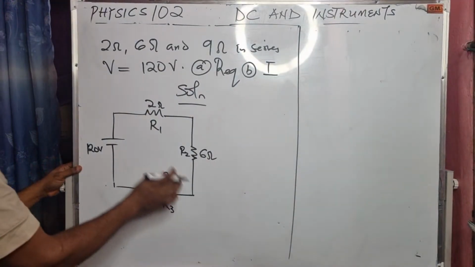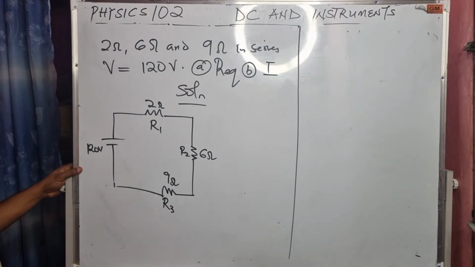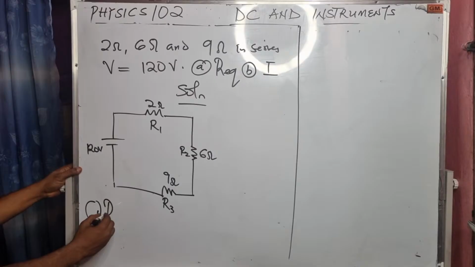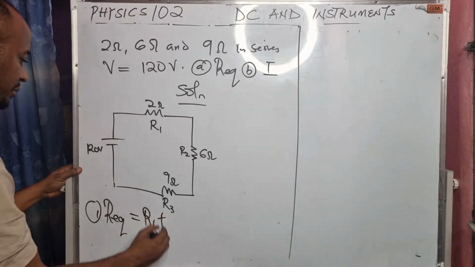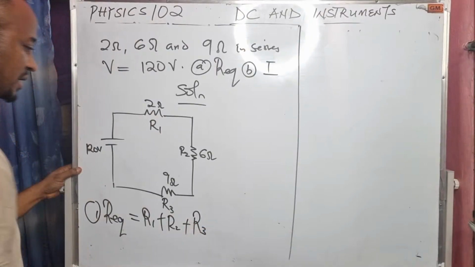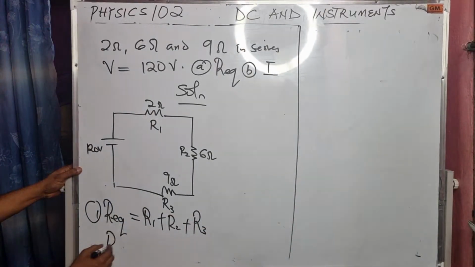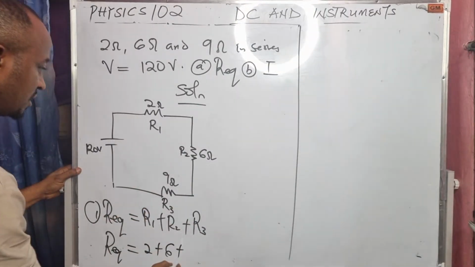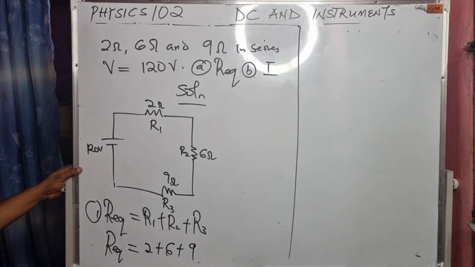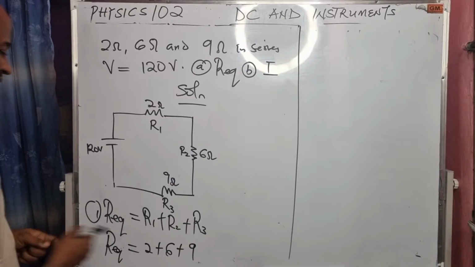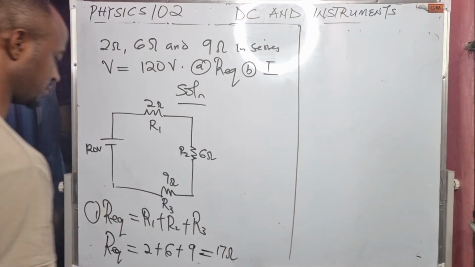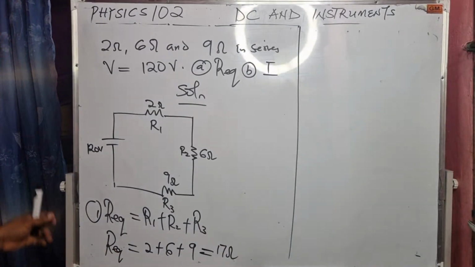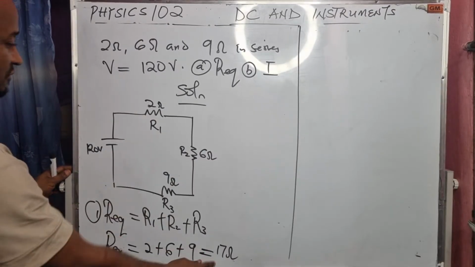So we have our R1, R2, and R3 connected in series. So we have to find our equivalent. The first one says find our equivalent, which is R1 plus R2 plus R3. So our equivalent equals R1 is 2, plus R2 is 6, plus R3 is 9. By the time we add this up, it gives us 17 ohms. 9 plus 6 is 15, 15 plus 2 is 17. So the R equivalent in this simple circuit is 17 ohms.